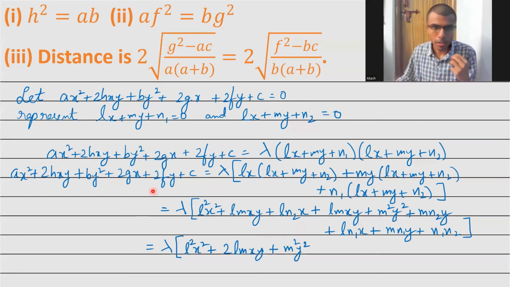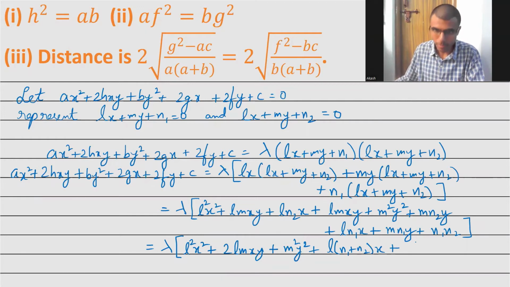Next I want the x term. Now for the x term, what all do I have? ln2x, that is one thing, and I also have ln1x. So in these two terms, I can take lx common, and I'd be left with n1 plus n2. So plus l into n1 plus n2 times x.